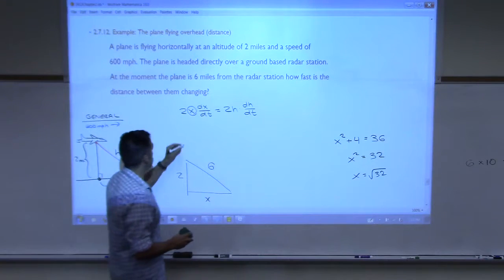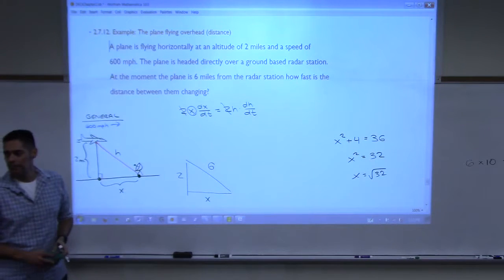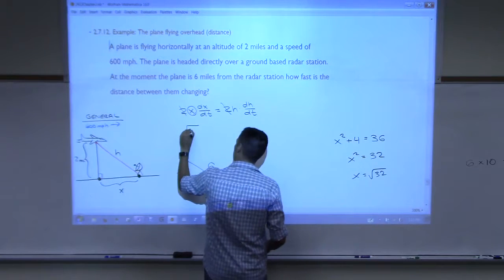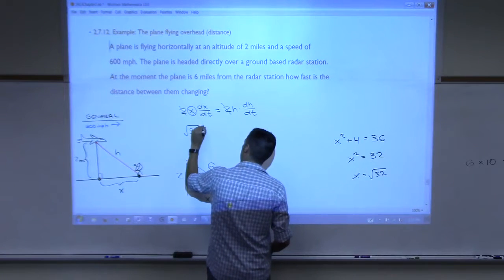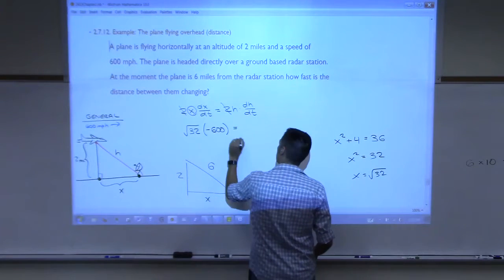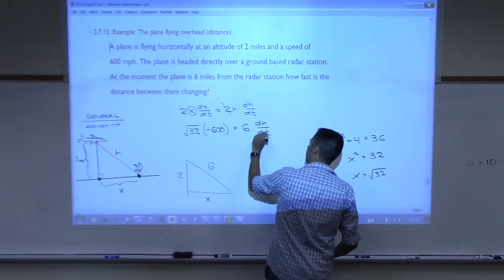Now let's write this down. I'm going to cancel these 2's, divide both sides by 2, just because there's no need for it, right? X we said was root 32. dx dt was negative 600. This must equal h, which was 6, times dh dt, which is what I'm solving for.